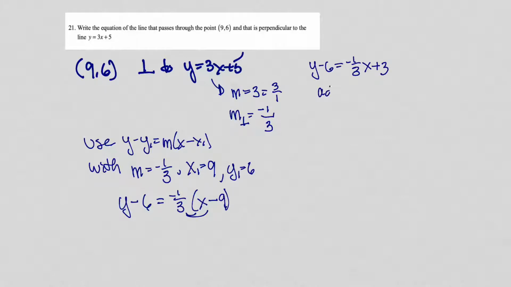One more step. Let's add that 6. So we'll get y equals negative 1/3 x, and then 3 plus that 6 is a 9. That's the equation we're looking for.